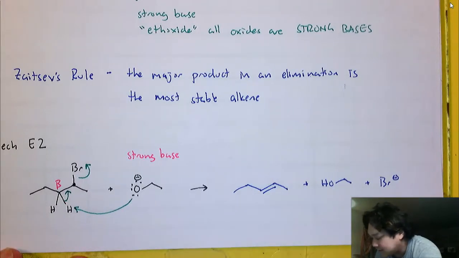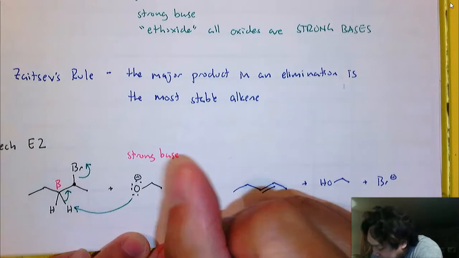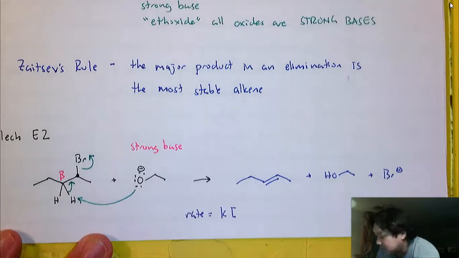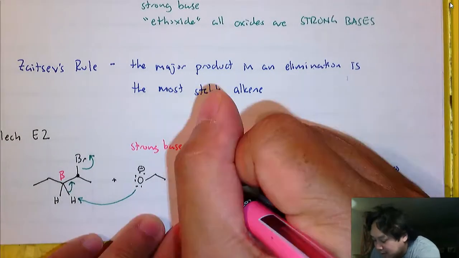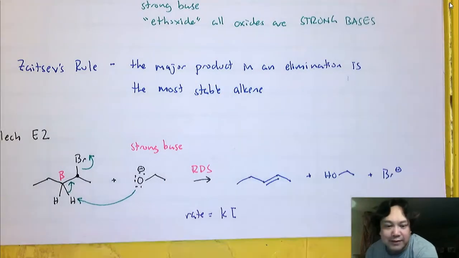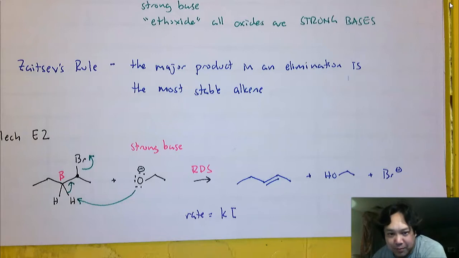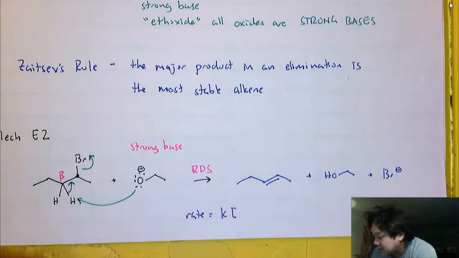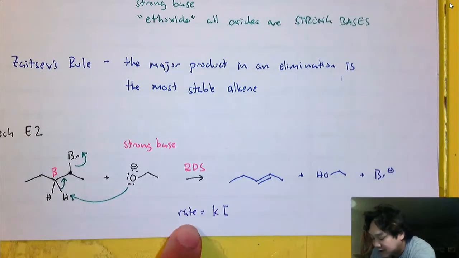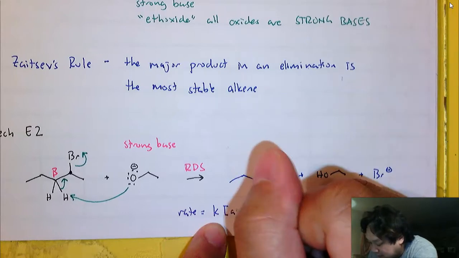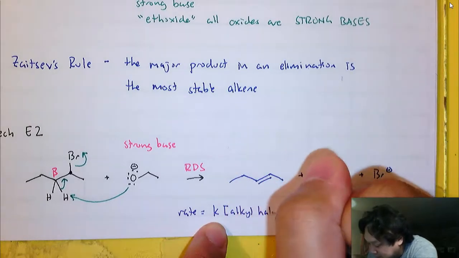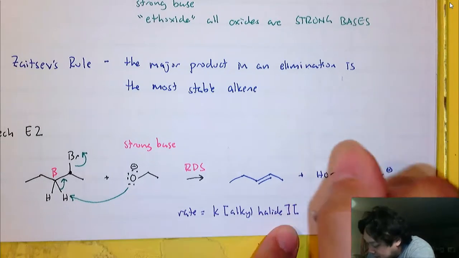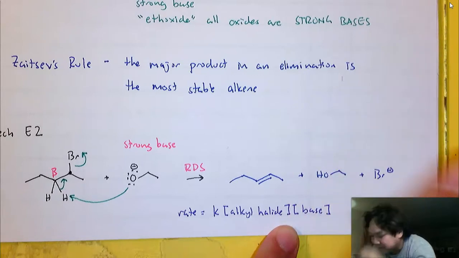Now, why is this E2? Because the rate equals k, but it's dependent on these two molecules, because since we only have one step, this is the slow step. Do you remember what RDS stands for? Rate determining step. So it's dependent on two molecules to get through the RDS. So the rate is going to be dependent on both the alkyl halide concentration. Remember the square brackets mean concentration, and the concentration of the base. Okay.